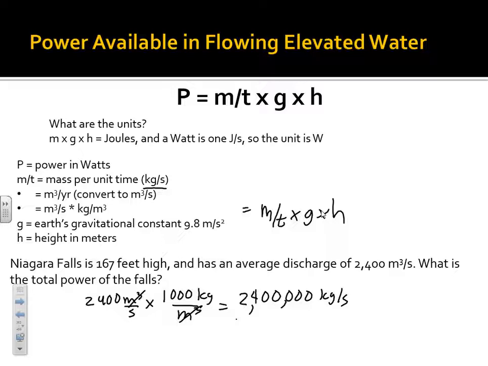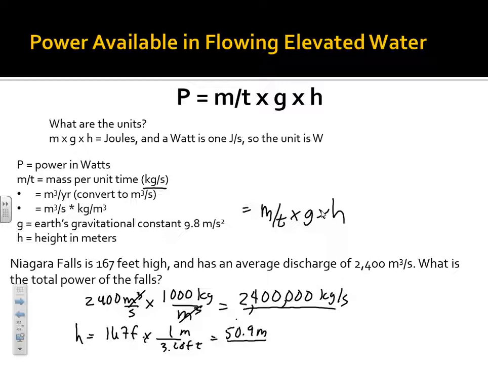Okay, that's a good start. Now we need our height. So height is 167 feet. Now if you look up the conversion factor, we know there's about 3.28 feet in 1 meter. So we do that conversion, we get 50.9 meters. Okay, so there's our height, and there's our discharge.